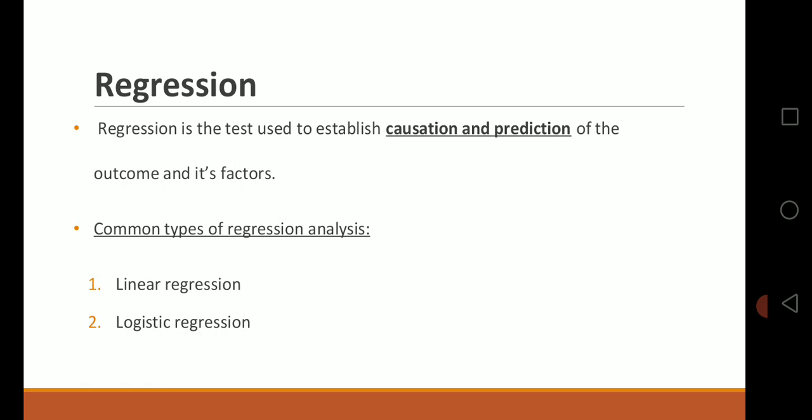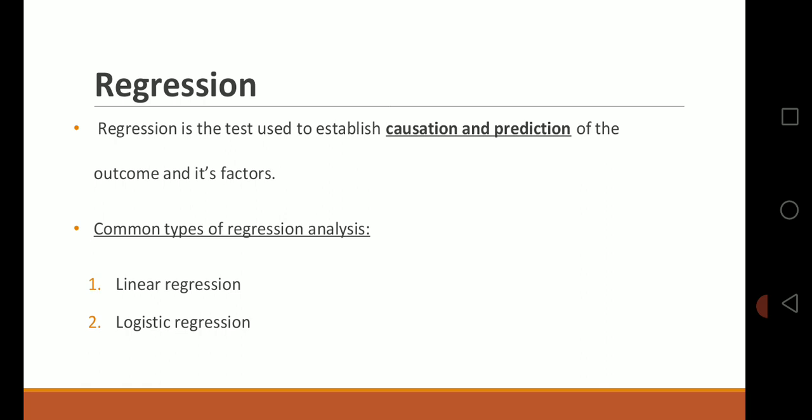Now we come to the second type of test of statistical significance, called regression. Okay? Regression is the test used to establish causation and prediction of the outcome and its factors. So, what do we mean by that? We mean that we use the regression test when we want to predict the outcome.